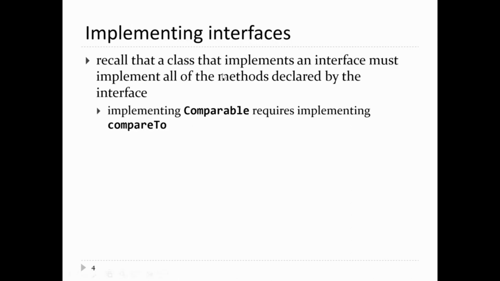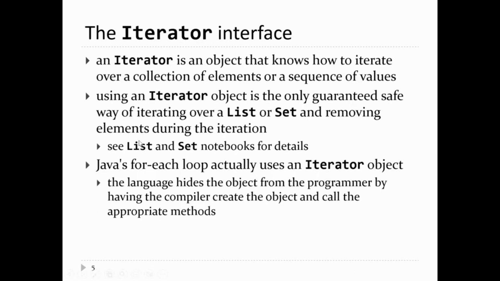Recall that a class that implements an interface must implement all the methods that are in the interface. So if you say that your class implements Comparable, then you have to provide compareTo. What about other interfaces? The Iterator interface is the interface that specifies or defines objects that know how to iterate over a collection of elements or a sequence of values.